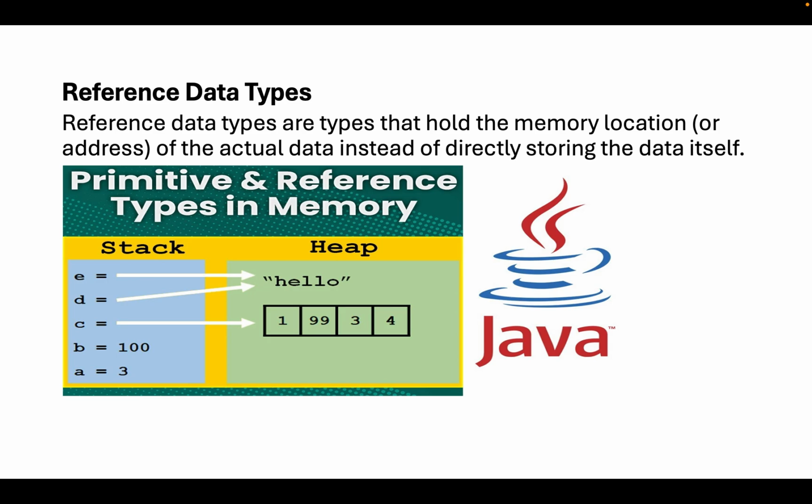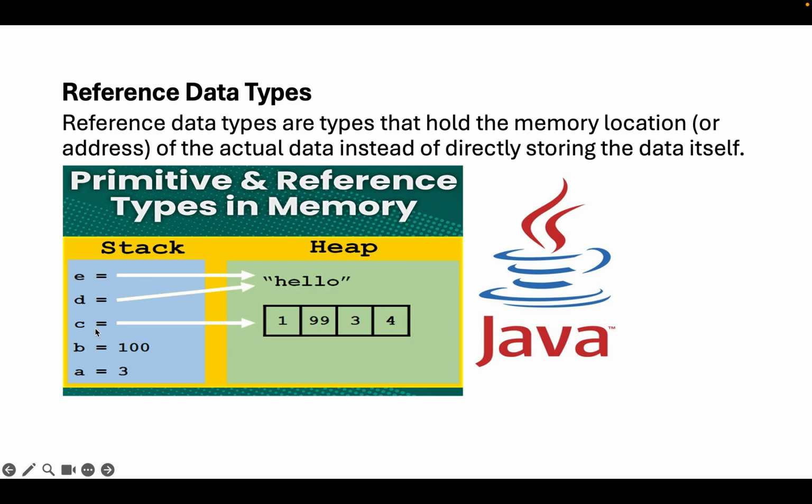Yes, we normally term it as heap. Okay, so when we look at this example here, C is an example of a reference data type. It could be an array, a stack, or a string. In this illustration, A is equal to 3, B is equal to 100. These are not reference data types, they are primitive data types. Now, the reference data types are C, D, and E.